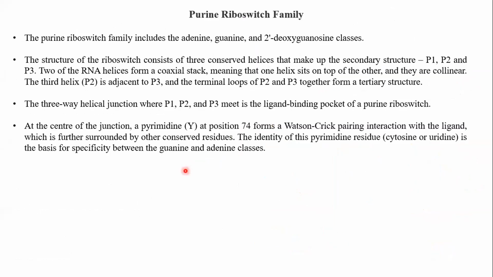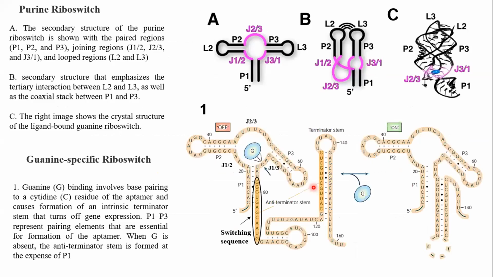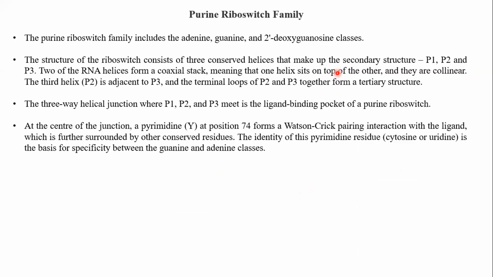Okay. So this particular riboswitch has 3 regions, P1, P2, and P3. Two of these RNA helices are coaxial, meaning they are on the same axis, one sitting on top of the other. So here, see, these 2 helices are one on the other. This J1 has gone behind this particular loop, so they can form coaxial helices. And they are collinear also.